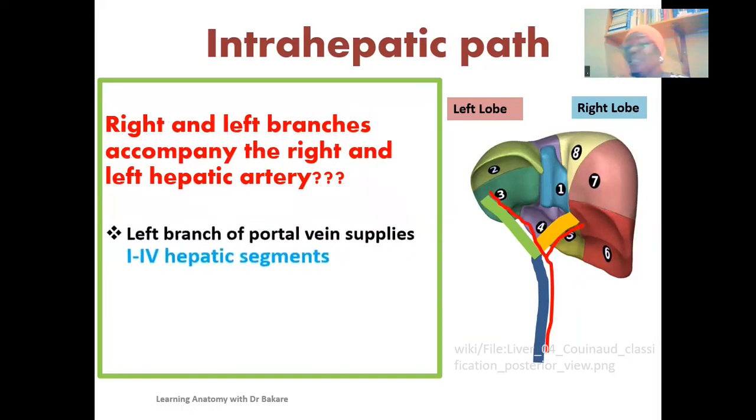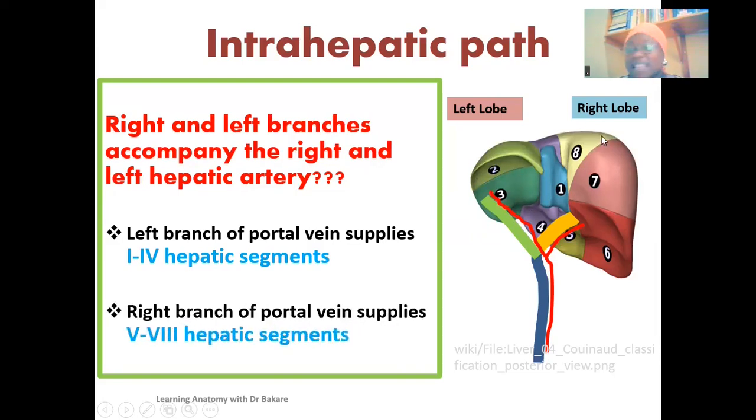And of course, we know that the portal vein will divide into the left and the right branches. So the left branch is seen to supply the first to the fourth hepatic segment. So this is the left branch of the portal vein. This is the portal vein here, highlighted in blue, and this is the left branch. You see it's going towards the left lobe, and finally it will subdivide to supply the first to the fourth hepatic segment. And this is what is seen in this image. So it supplies the first, the second, the third, and the fourth hepatic segment. So it is supplying nutrient-rich blood to this region of the liver.